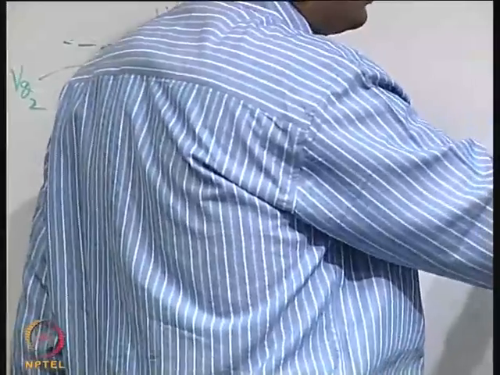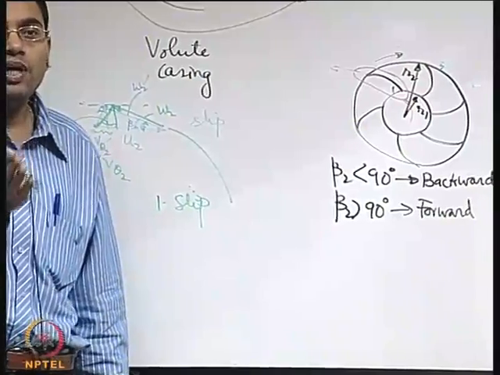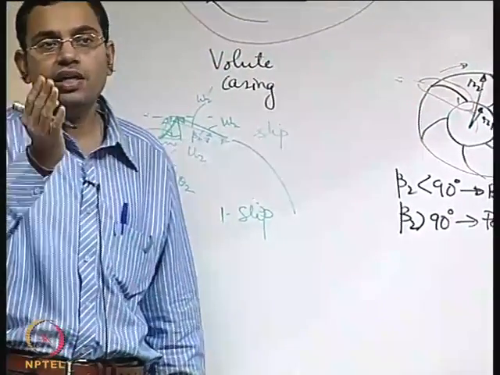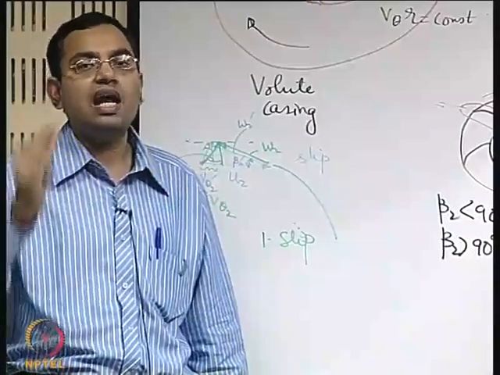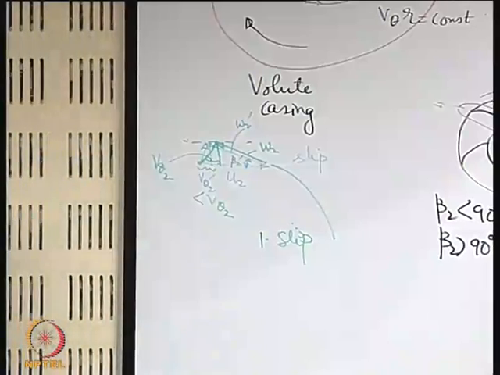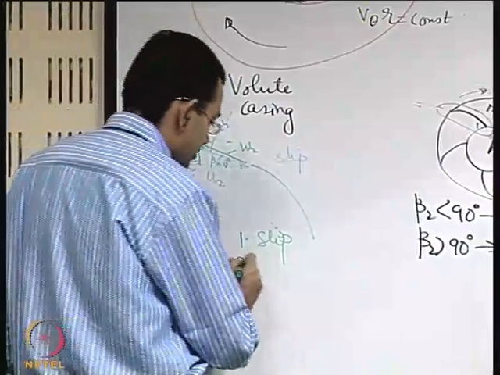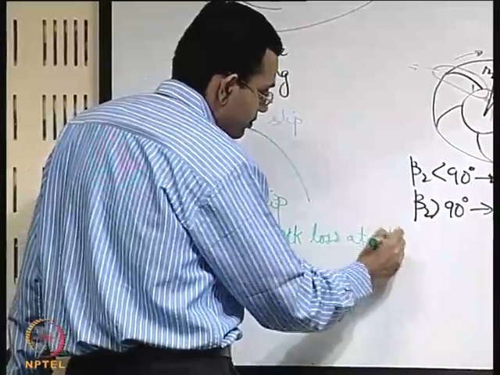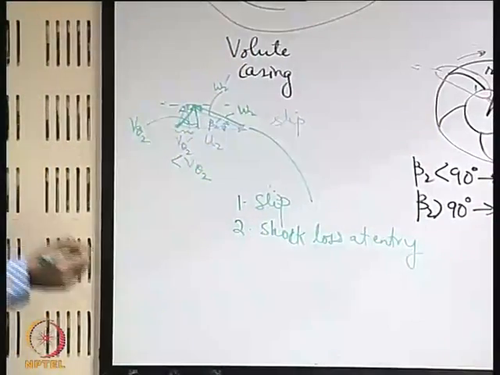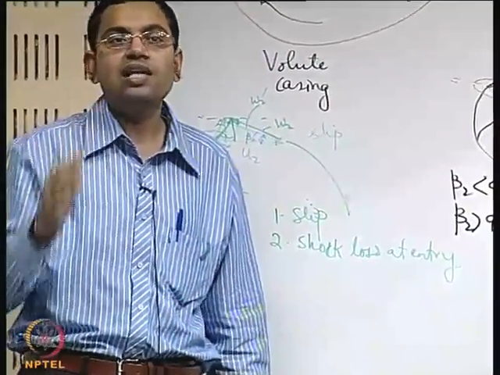Then if you consider the entrance to the blade, that is at point 1, there also it may not be possible that the fluid enters smooth to the blade. That means the relative velocity may not be exactly aligned tangential to the blade, and then there may be a loss because of that, known as the shock loss at entry. So these are the non-idealities, and the higher the velocity, or the higher the flow rate, the more chance there is of this loss.